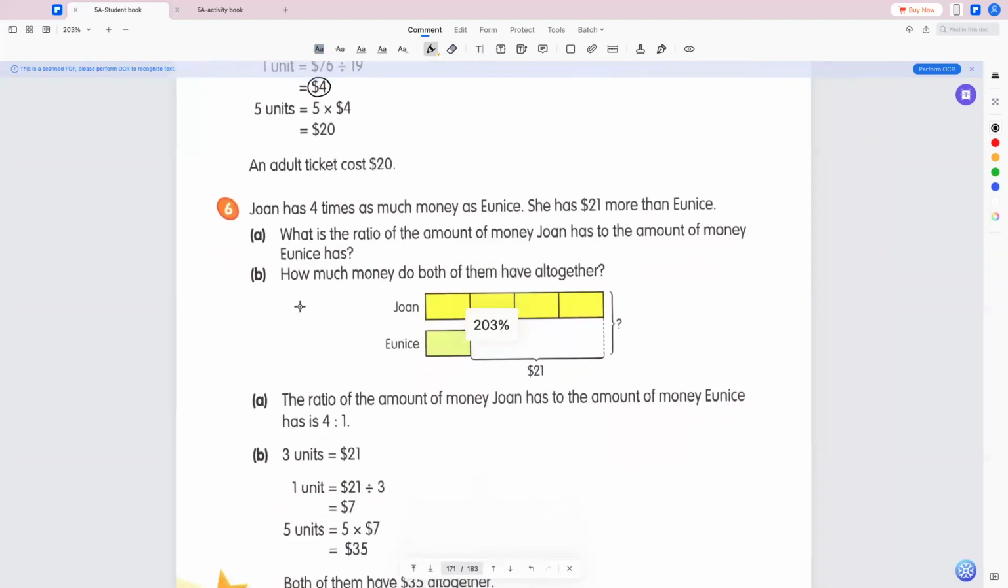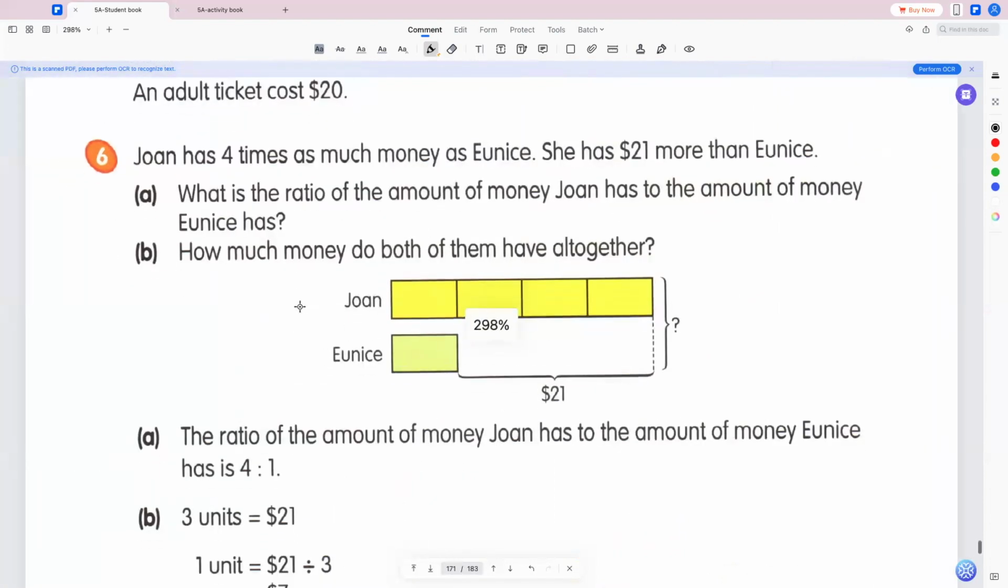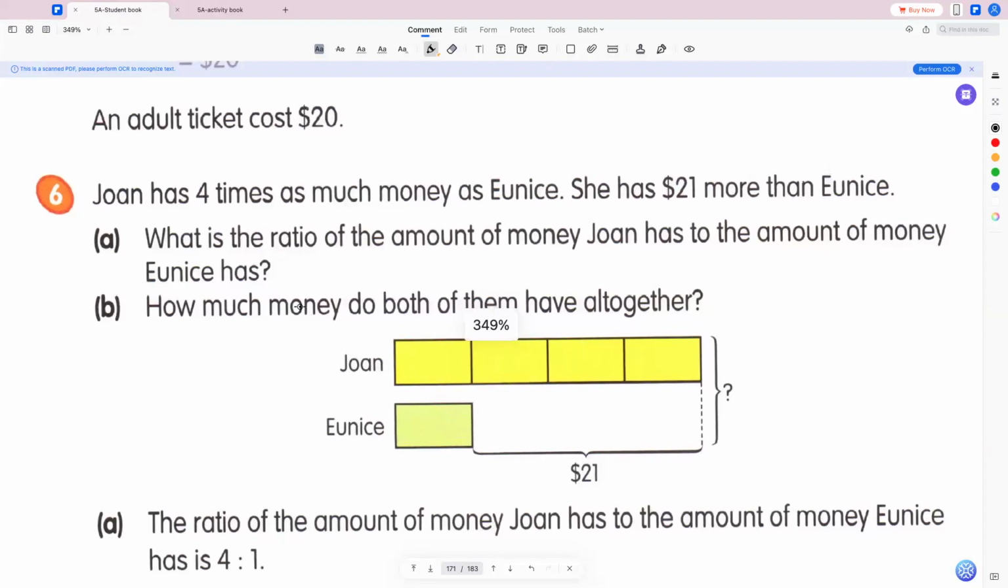Let's take a look at number 6 before we do some practice questions. This is the last one. Joan has 4 times as much money as Eunice. She has $21 more than Eunice. So we can see this is representative by this diagram again over here. Joan has 4 times as much. So Joan has more than Eunice, and specifically $21 more than Eunice.